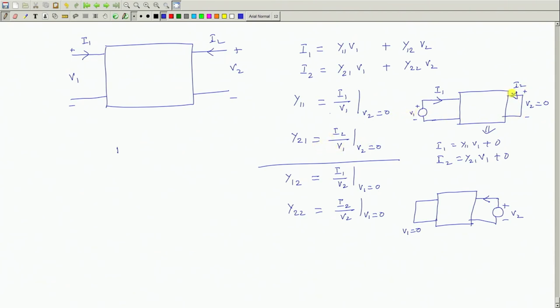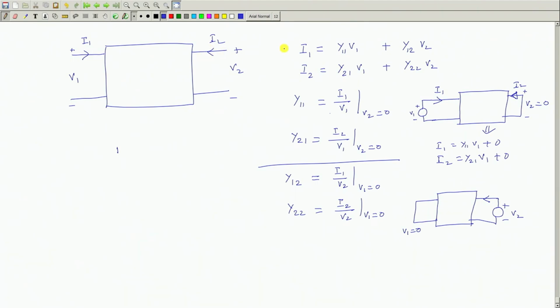I think I just missed this I 2, because the direction of the current is what people all over the world have decided to be like that to describe a two-port network. I mean, there is no point in fighting with the fact of why not assume I 2 like this.